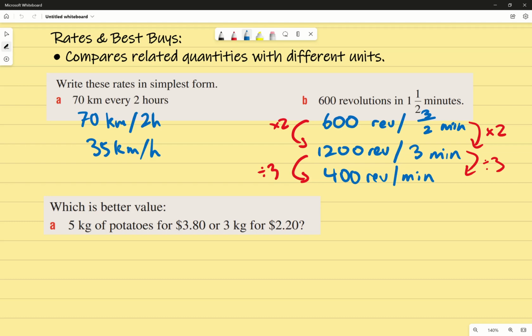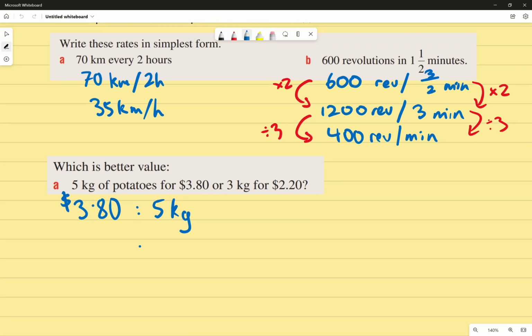Let's do how much it is per kilo, because that seems like the easier method. So right now it's $3.80. I'm going to write that out here for 5 kilos. I'm going to start with the first one. So if I want to get to 1 kilo, what do I have to do? Good, divided by 5, which means I have to do the same on this side. What's 380 divided by 5?